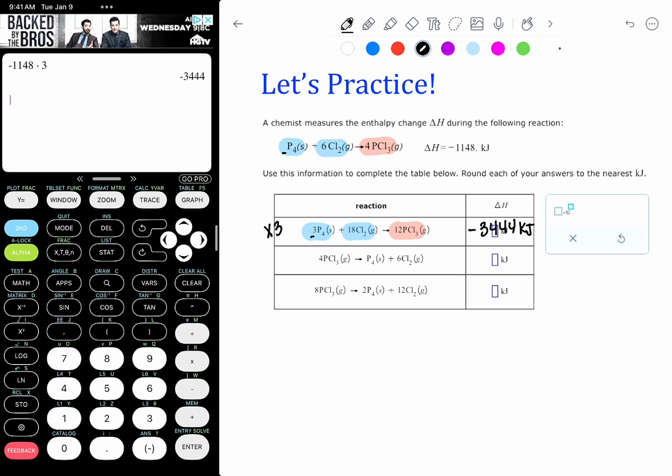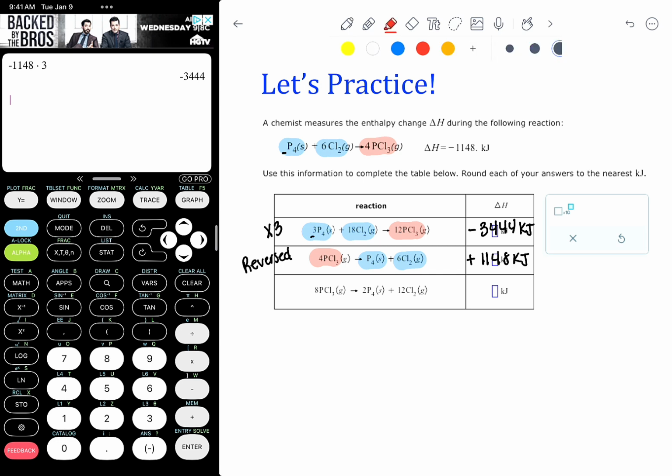Okay, our next one, we have P4 and Cl2 now on the product side and PCl3 on the reactant side. Our coefficients did not change, so we just change our sign, so this is reversed. That just makes this a positive 1148 kilojoules.